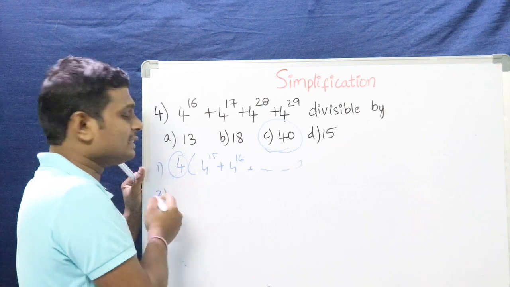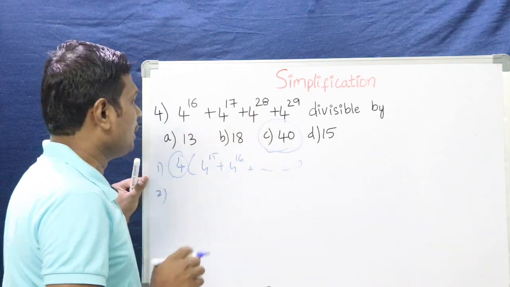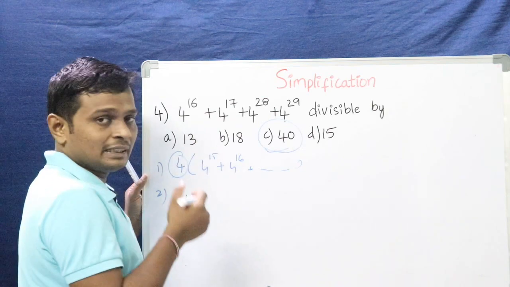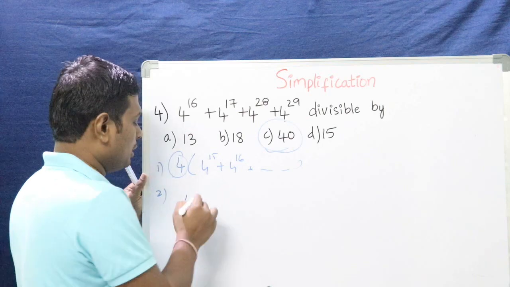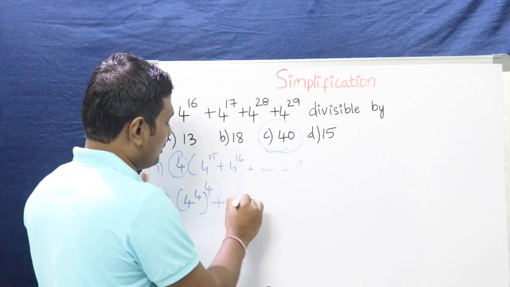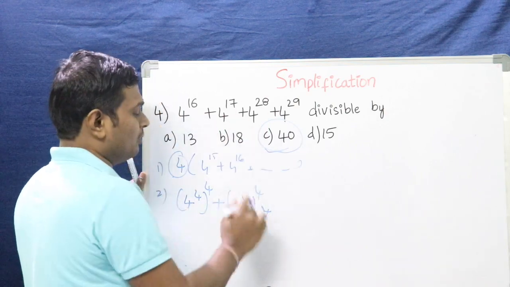We can go ahead with the second one. What we need to do? We have to find out the unit digit. How we can find out the unit digit? 4 to the power of 16. We need to write in terms of powers of 4: 4 to the power of 4 to the power of 4 plus 4 to the power of 4 to the power of 4 into 4, because we are left with 1.